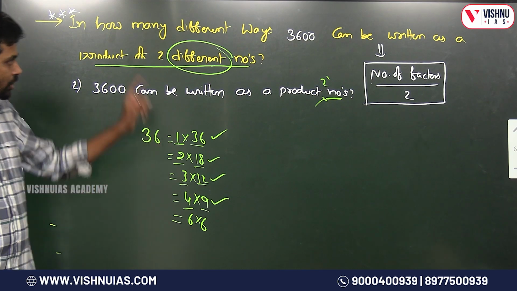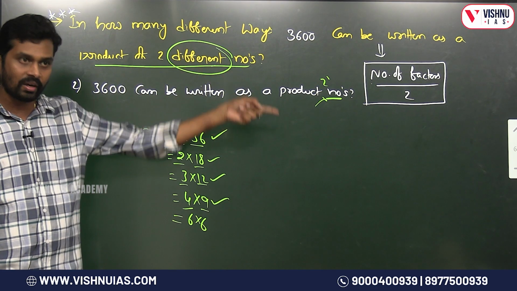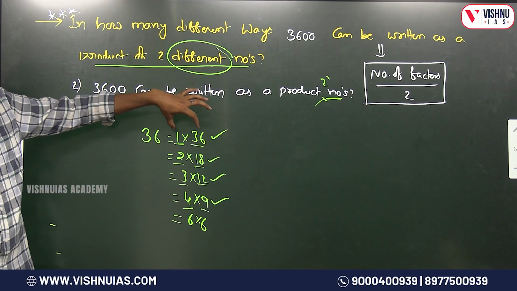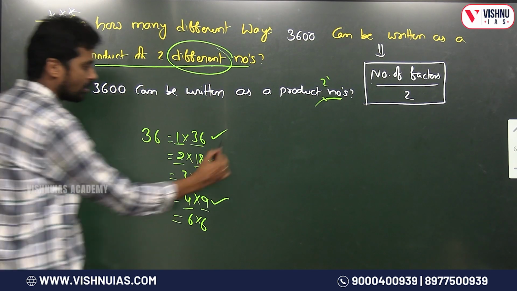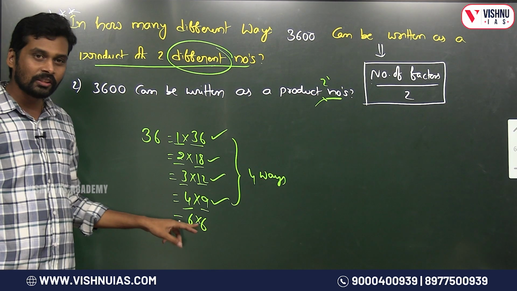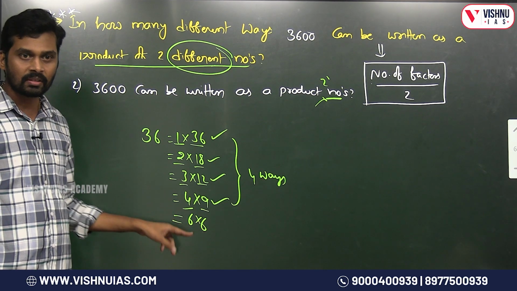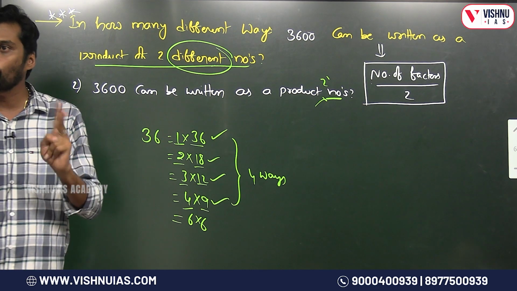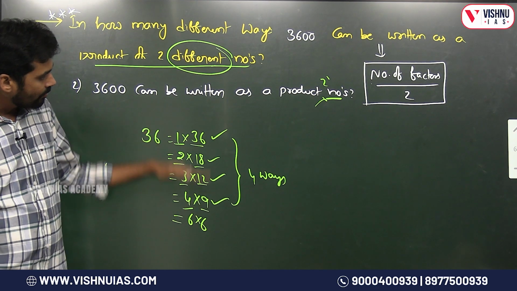6 into 6. The question is, can it be written as a product of two different numbers, which means these two numbers must be different. Then how many ways do we get? Only 4 ways. Here we don't consider this one because these two numbers are the same, but the problem asks for two different numbers.